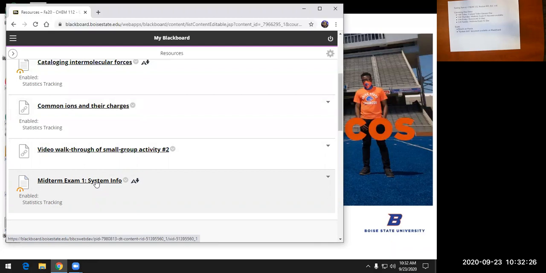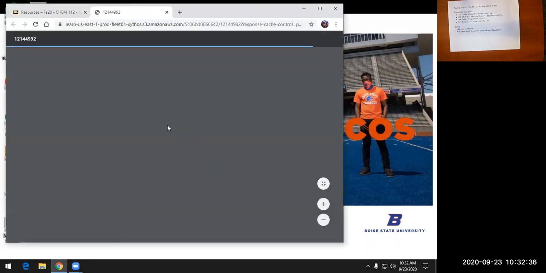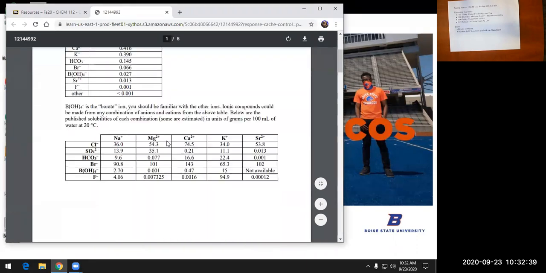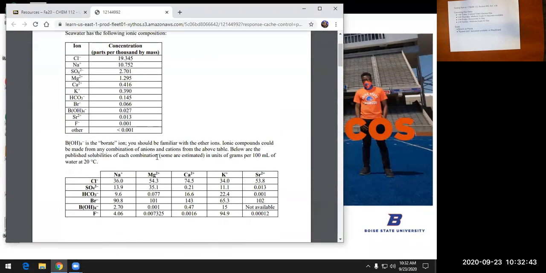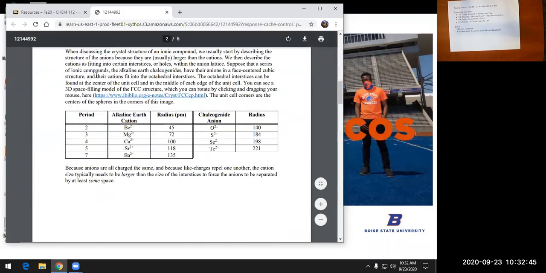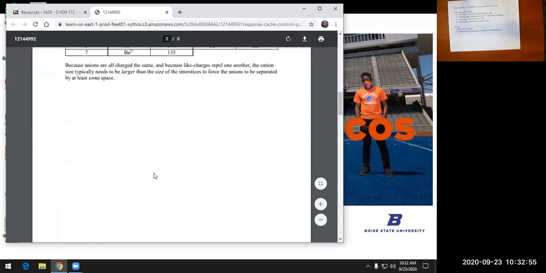The midterm is organized around 4 different systems, and I am providing to you in this document some background information on those systems. The first one here is seawater and some background information. The second one is looking at ionic crystal structures, and I give you some sizes of anions and cations and some information about how ionic crystals work.